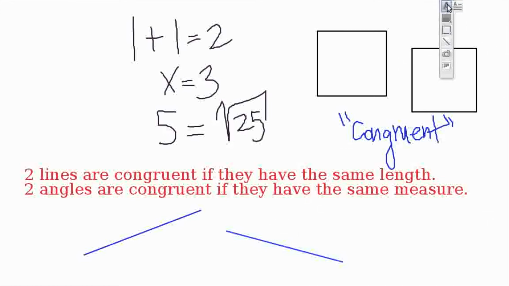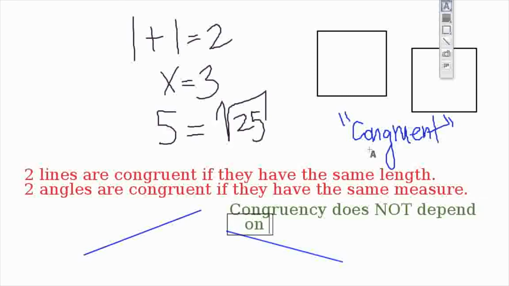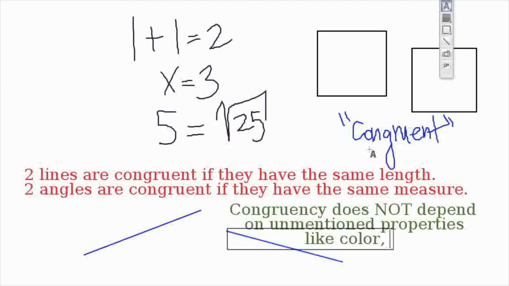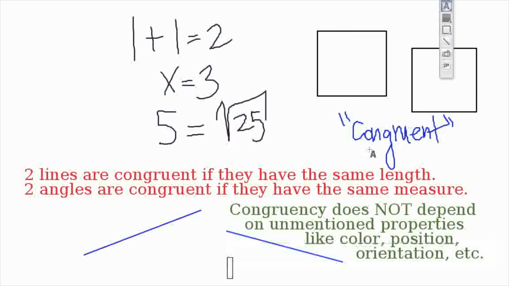Let me emphasize that, and then I will close. Congruency does not depend on properties unmentioned in the definition, like color, position, orientation. The definition never mentioned color, position, orientation, or a lot of other properties. All it cares about is length. So if the length is the same but a bunch of other stuff is different, they're still congruent.